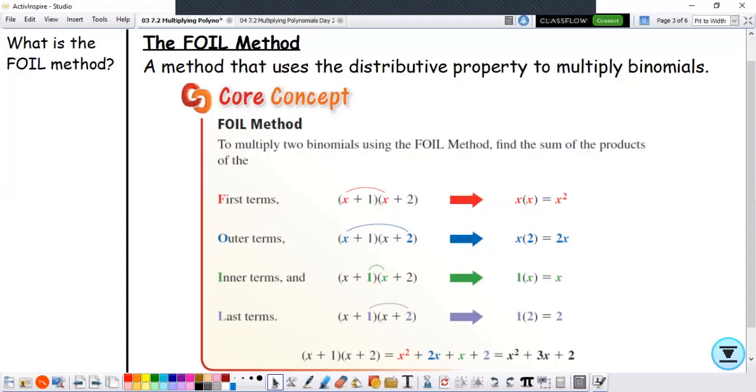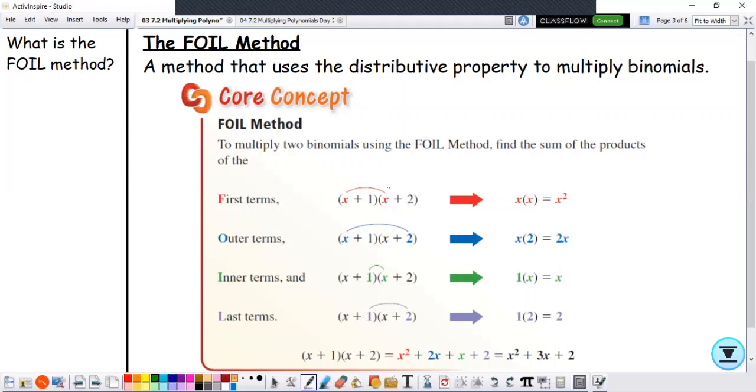One method for multiplying polynomials, and specifically a binomial with a binomial, is called the FOIL method. The FOIL method could be expanded to larger polynomials like trinomials, but we wouldn't call it FOIL, it would just be the distributive property. FOIL is just an acronym for first, outside, inside, last. So if you're using the FOIL method, you're going to multiply the first term of one binomial with the first term of the other binomial.